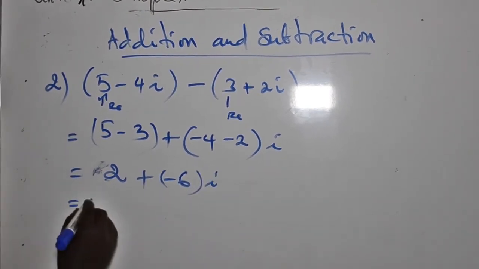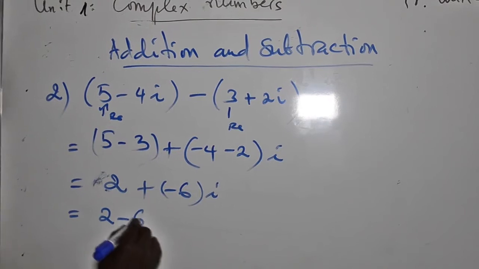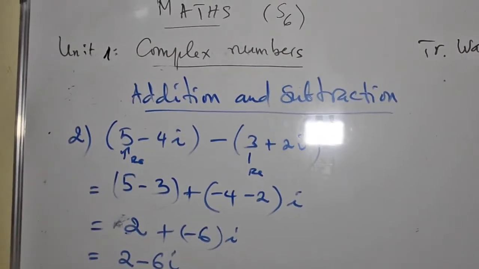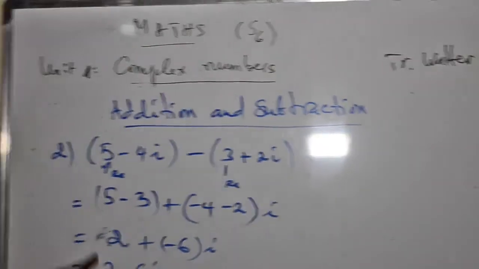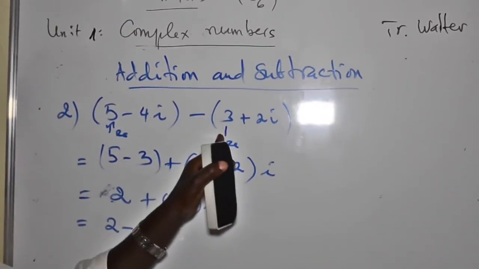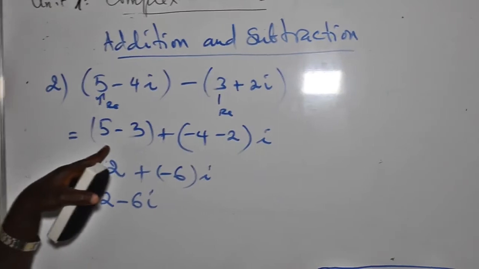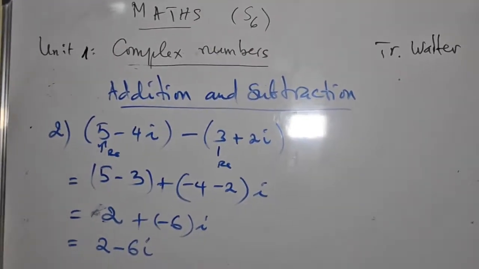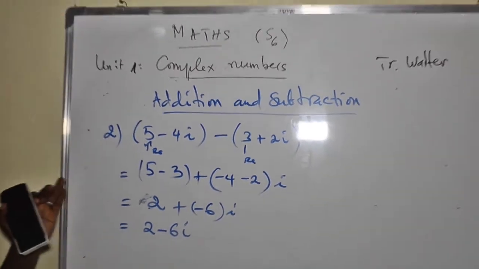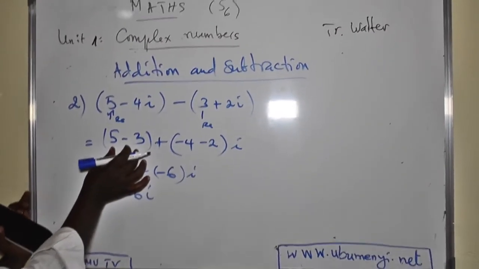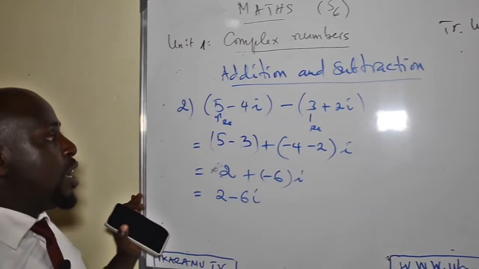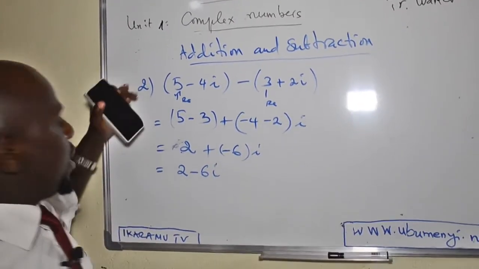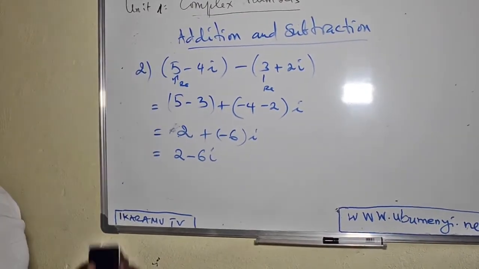And finally here we shall get 2, negative 6i. So this will be the solution for this. As well, you can first remove the brackets, and then you collect like terms by subtracting them together. But here it's a good example whereby we put the real parts together and the imaginary parts together. We go on now, this was example number 2 on addition and subtraction.